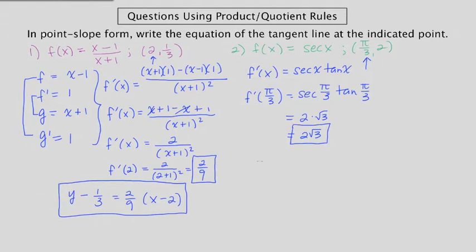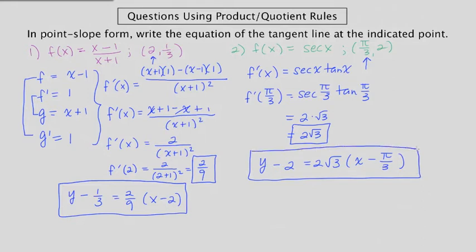Using point-slope form, we end up getting y minus 2 is equal to 2 root 3 times x minus pi over 3. So, two examples of writing equations of tangent lines, a very common question in calculus.